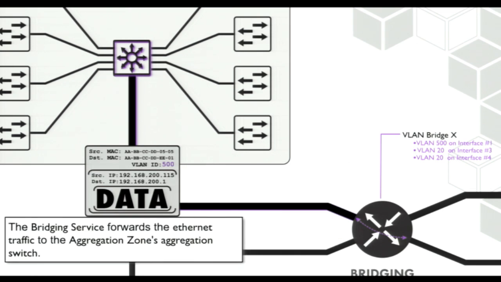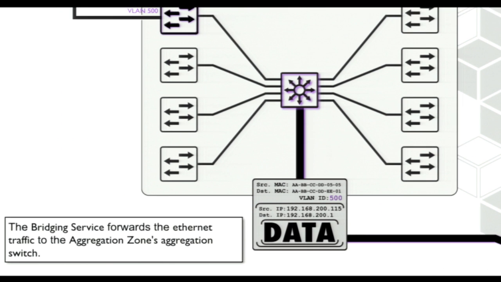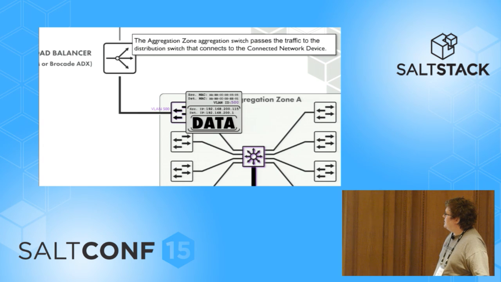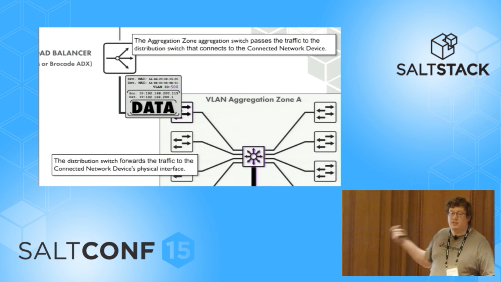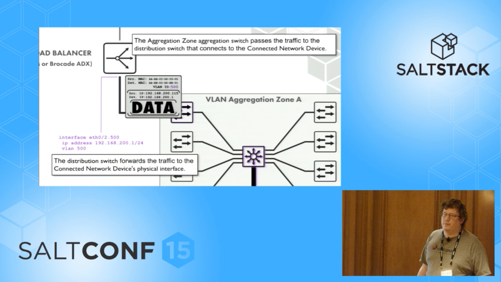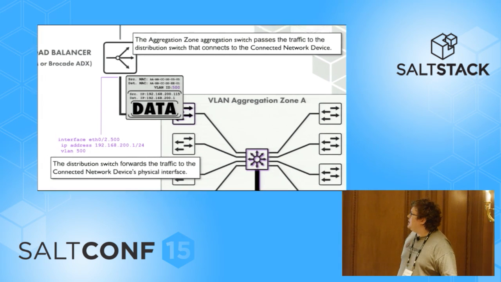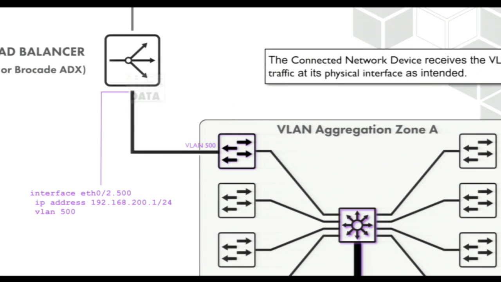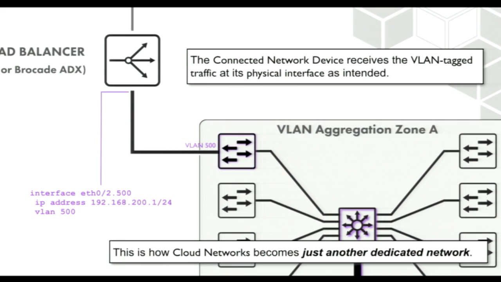Then it's going to come into the zone and get routed through there to whatever your network connected device is, which in the case of my demo today will be a big IP F5. It can be sent out to the internet through a VIP, so you can load balance your cloud servers with dedicated gear, or it can be sent to your dedicated database server inside of the network, and then everything's behind a dedicated firewall. And that's how cloud networks becomes just another dedicated network.